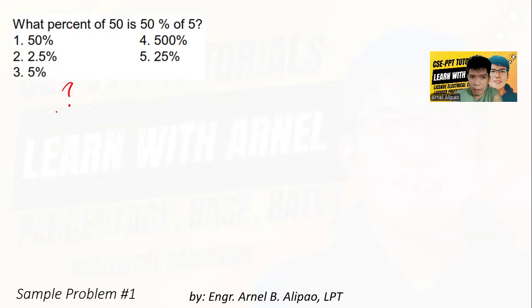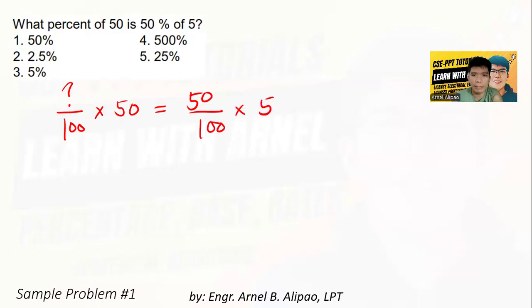What percent is question mark over 100. Of is times 50 is equal to 50 percent of 5. Right? So now all we need to do is simplify. We have to cancel 100, cancel 100 here, cancel 50, cancel 50. We are left with the question mark, which is the thing we are looking for, which is equal to 5.